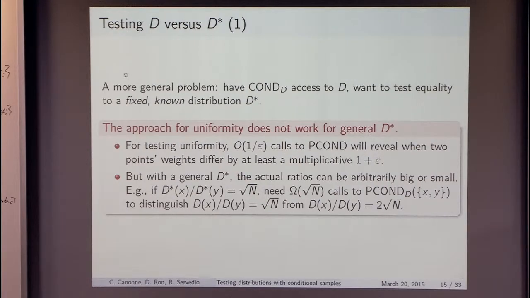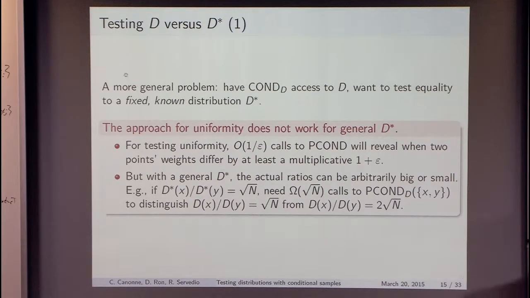If you think about the uniformity testing case, in the uniform case, everything is equal. So with like 1 over epsilon calls, I can tell whether these 2 points are equal, versus that this point is actually 1 plus epsilon times as heavy as this point. In the general distribution case, maybe I have 2 points that under D star, the distribution I'm trying to test equality to, have a very skewed ratio of weights. X star is a lot heavier than Y star.